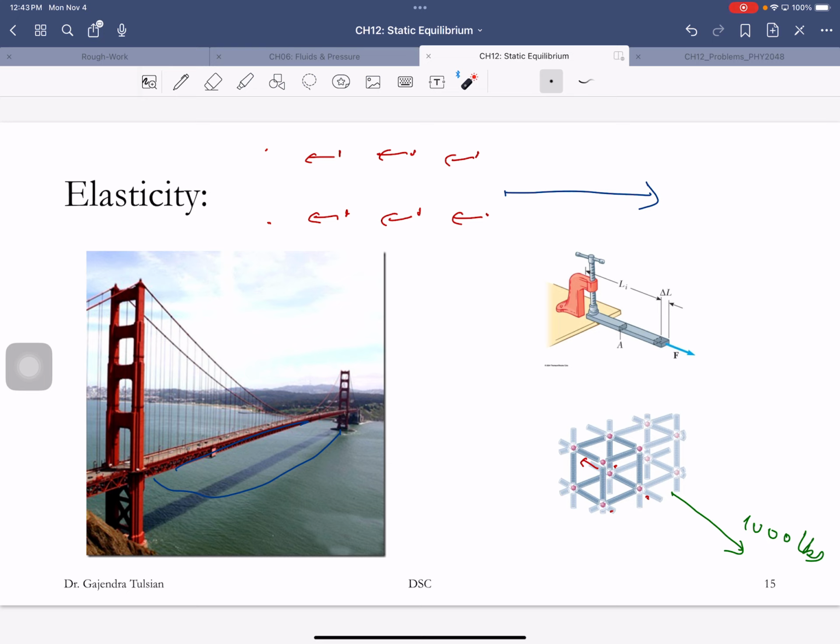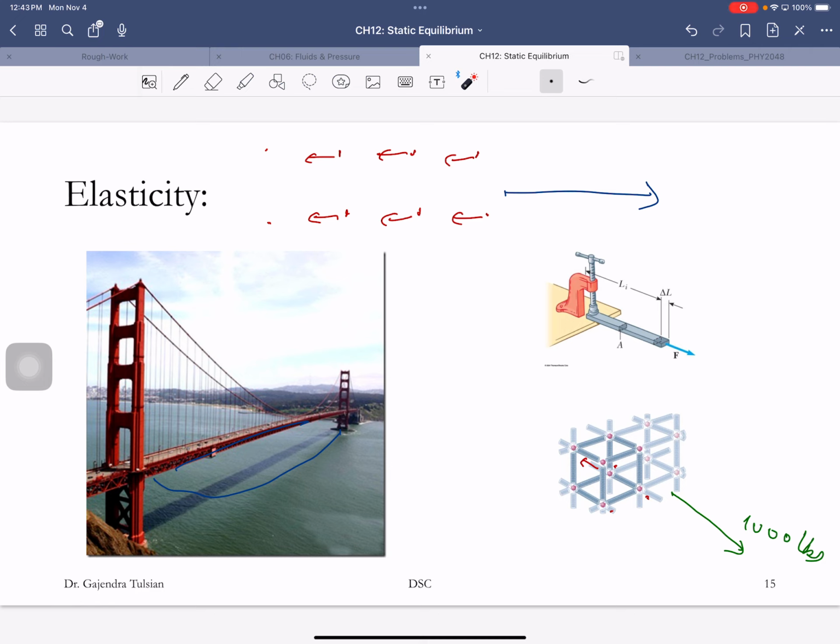Here is a side view. Here is the 1,000 pounds you apply. This atom got pulled by that much. All these atoms get pulled an equal amount, and this one is pulling him back, this one is being pulled back, and so on. The amount of stretch corresponds to all these forces adding up to that force.